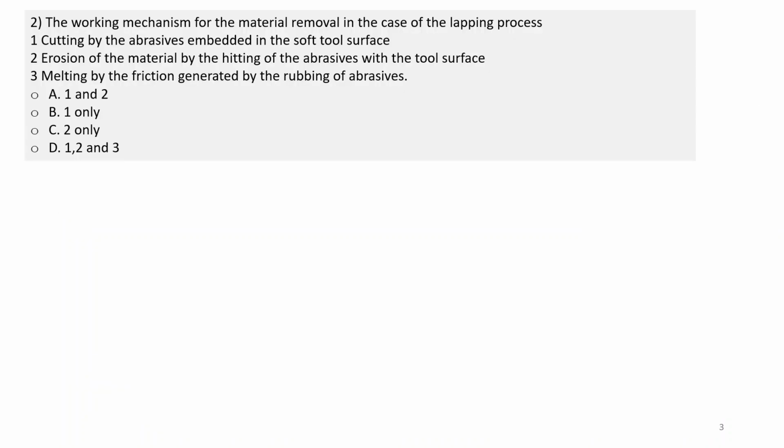Second question, the working mechanism for the material removal in the case of lapping process. The statements are: 1, the cutting by the abrasive embedded in the soft tool surface; 2, erosion of the material by the hitting of abrasive with the tool surface; 3, melting by the friction generated by the rubbing of abrasives. Your options are 1 and 2, 1 only, 2 only and 1, 2, 3. So the answer will be 1 and 2.